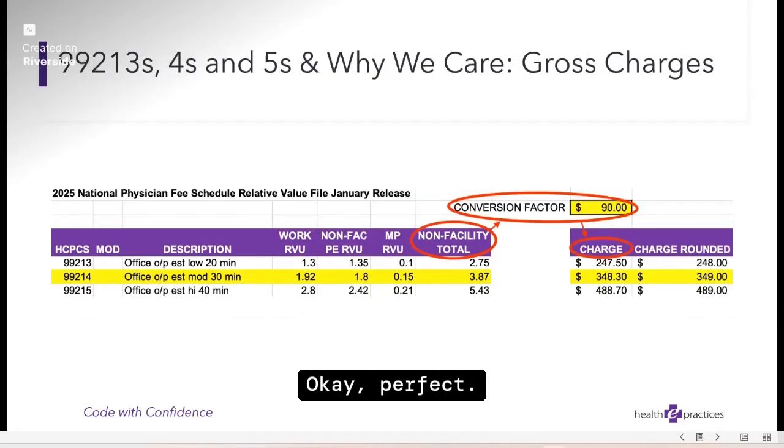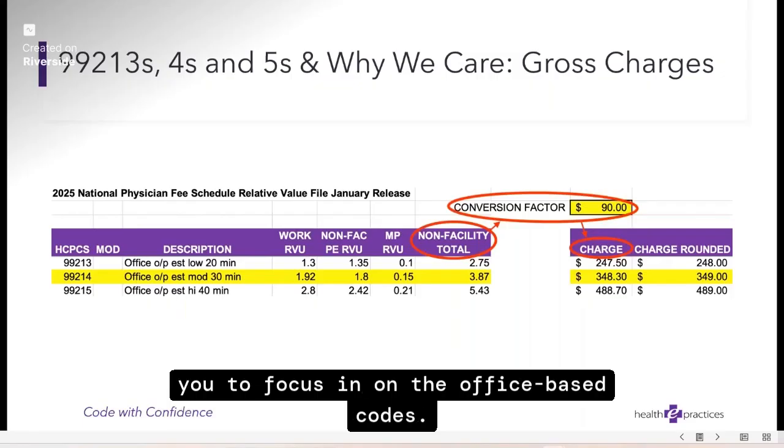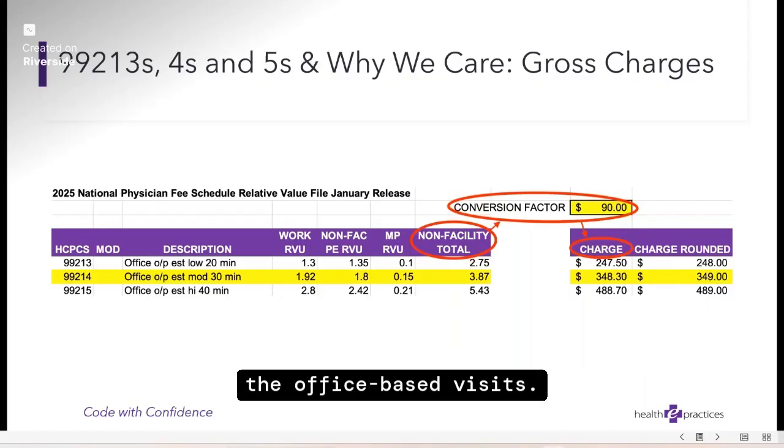All right. Okay, perfect. So this is a listing, and we've made this even a little bit smaller for you to focus in on the office-based codes. This is where we see quite a bit more opportunity for practices in the office-based visits.